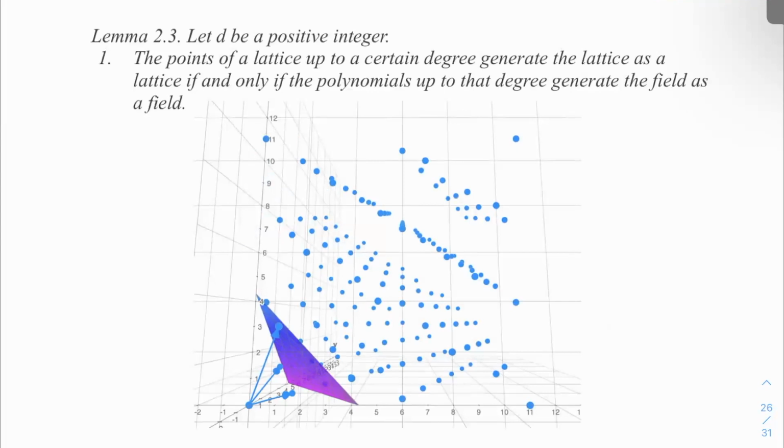And again, this is the algebraic bookkeeping I was mentioning. I am happy to talk about methods here, but it's a sort of annoying but routine verification that the lattice is generated by points up to a certain degree, where the degree of a point means the degree of the corresponding monomial, if and only if the polynomials up to that degree generate the field. So somehow the addition and subtraction involved in field generation are not the important thing going on. The important thing going on is, can you get the monomials from these monomials by multiplication or division?